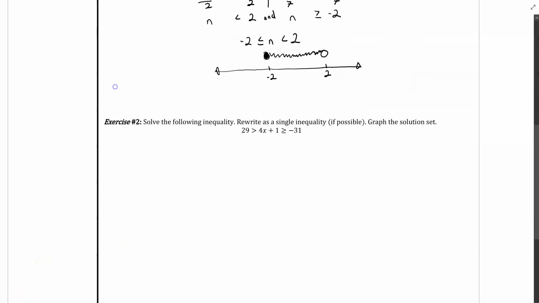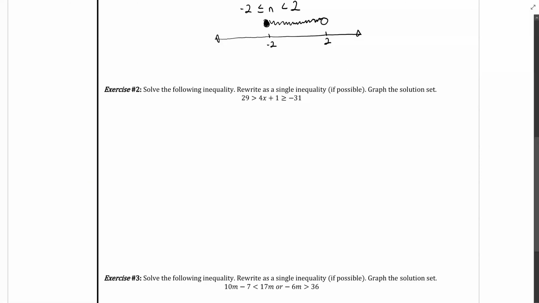Next up, we have 29 is greater than 4x plus 1, which is greater than or equal to negative 31. So for this problem, it has been written as a single inequality. What we can do, because it's usually convenient to do so, is split it up. So we can write this as 29 is greater than 4x plus 1, and 4x plus 1 is greater than or equal to negative 31.